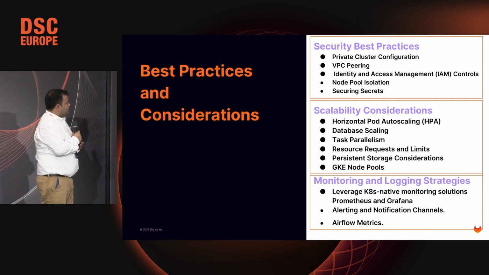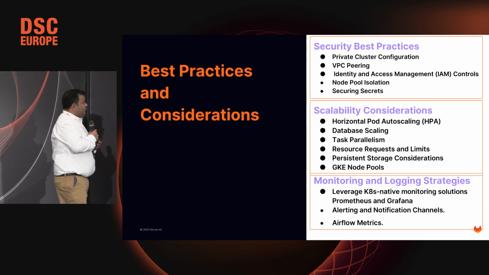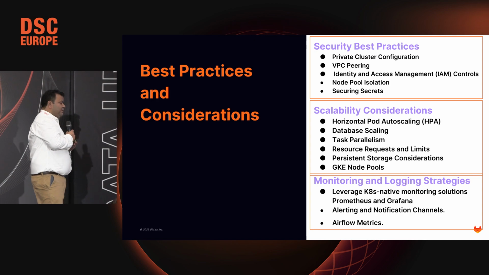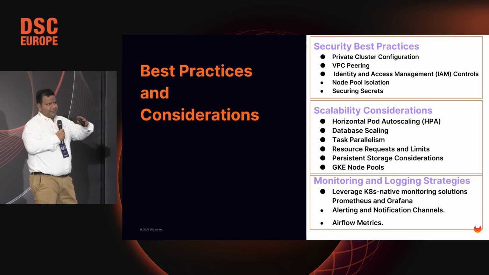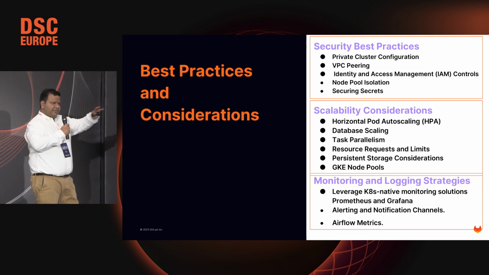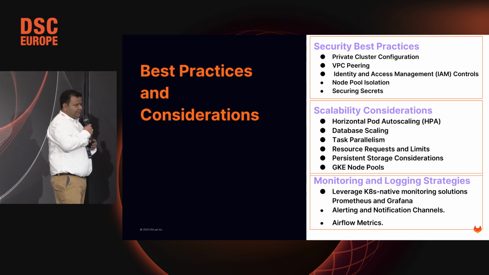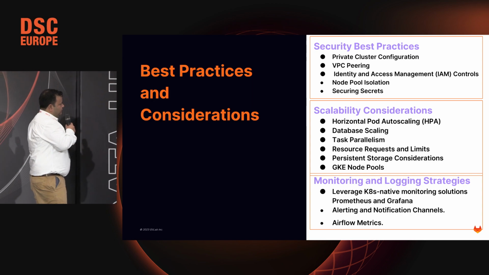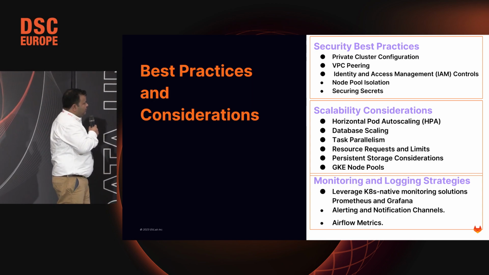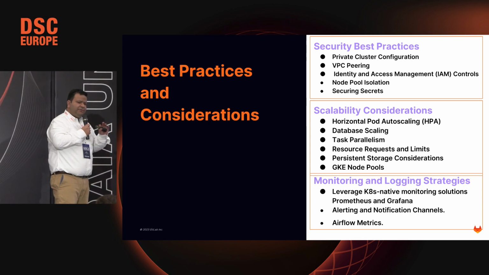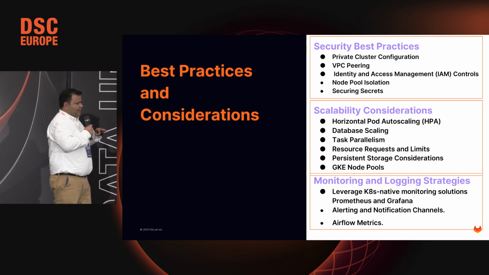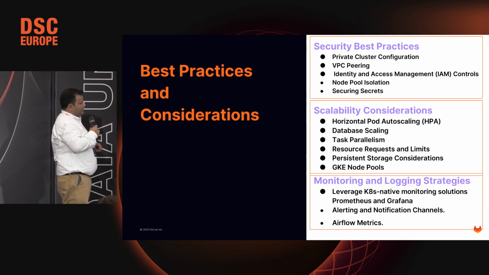The best practices and considerations. Security best practices: private cluster configuration, that's what I would recommend. VPC peering. If you have another database or other sources in the same Google Cloud, try to do VPC peering rather than exposing them over the internet and fetching data there. Identity and access management control, which is to give the least privileges, so that people work only with the minimal access they need.